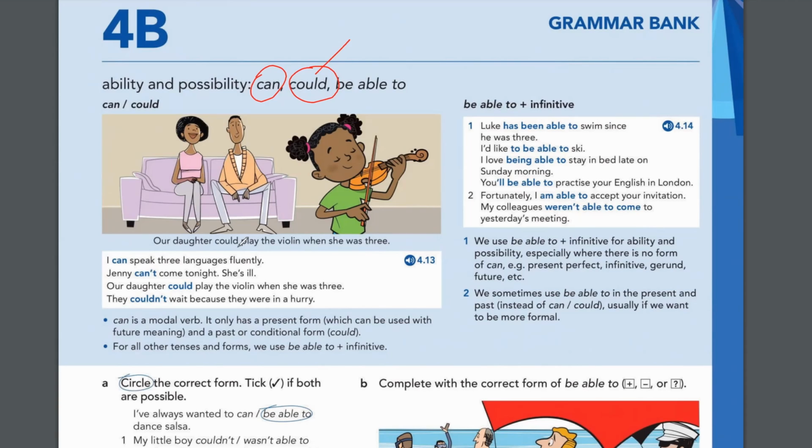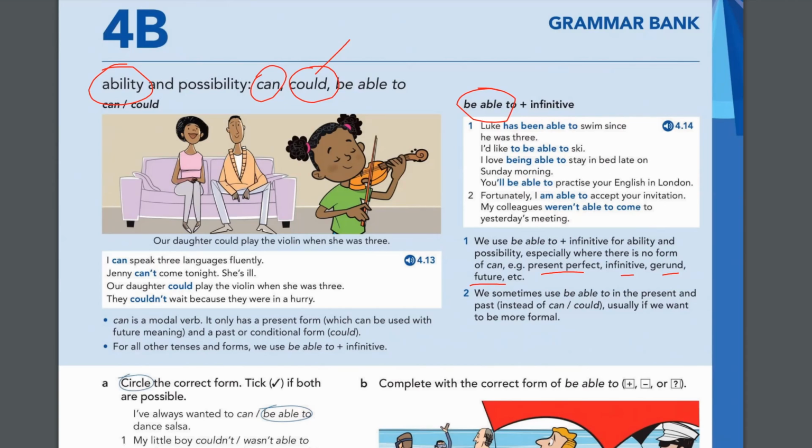In other tenses, like when we want to use present perfect, obviously, for ability and possibility, we should be able to express these ideas in present perfect, infinitive, gerund, or future tenses. We use be able to, because with can we don't have the option to use it in those tenses.